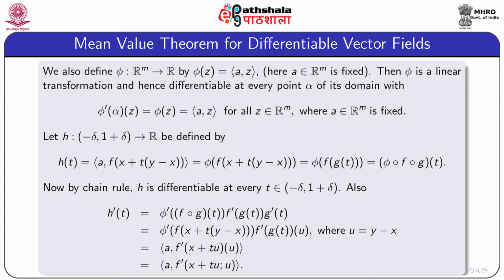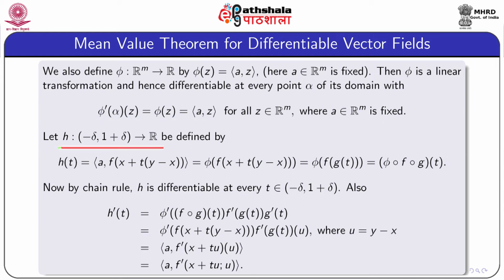We also define another map phi from R^m to R by phi(z) equal to the inner product of a with z. Then one can easily check that phi is a linear transformation, and we know that any linear transformation is differentiable at every point of its domain. Moreover, for every z in R^m, phi'(alpha) operating on z is nothing but phi(z), and by definition it is the inner product of a with z, where a is a fixed m-vector.